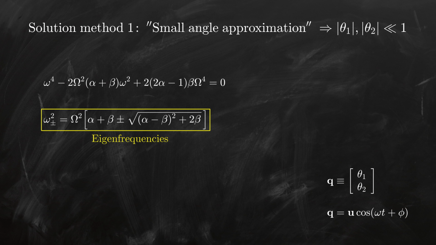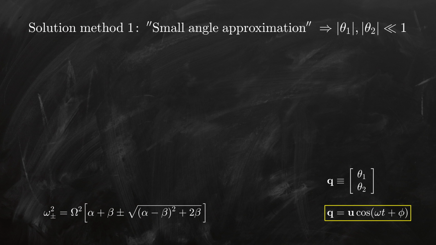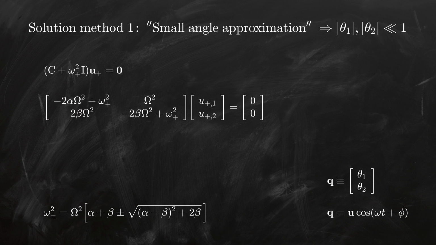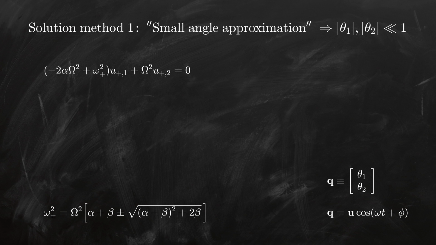We'll find out more about their significance once we have the full solution, but first we need to determine the eigenvectors. This means that we return to our matrix equation, where I have now inserted omega plus and labeled its eigenvector as u plus. To find the components of u plus, we convert the matrix equation into a system of equations. Since the columns of the matrix are linearly dependent, these two equations are equivalent, as in, they both contain the same information. This means that we can just pick the first one and easily solve for the second component of u plus in terms of the first component.